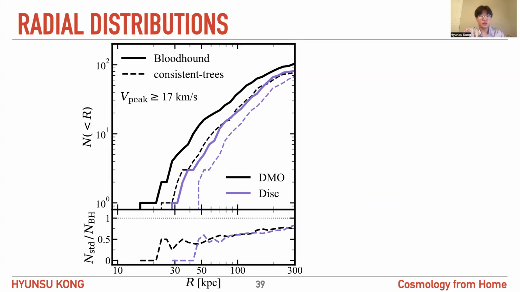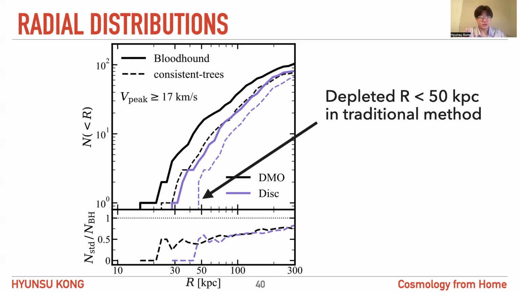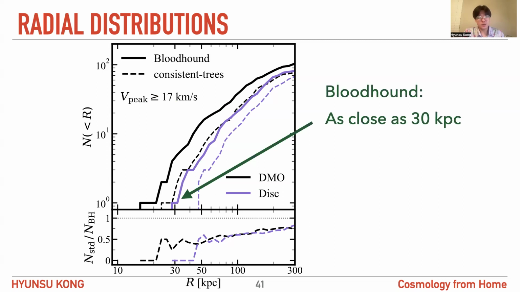The radial distribution of subhalos also experiences a significant change with Bloodhound. Previously, with Consistent Trees, subhalos with V peak above 17 kilometers per second were thought to be depleted within 50 kiloparsecs, but Bloodhound finds them as close as 30 kiloparsecs. This is very significant because in observations we have observed faint satellite galaxies in these central regions, and now we are able to predict the existence of subhalos that are massive enough to form galaxies in these regions.